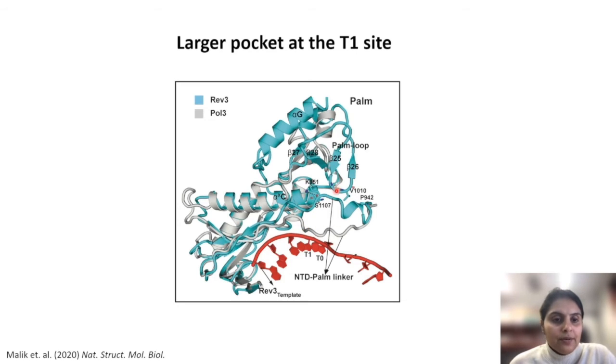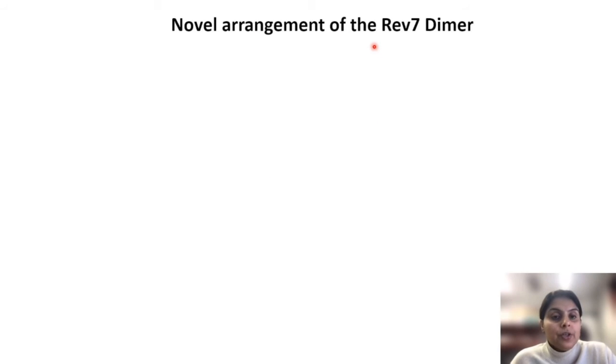However, in case of Rev3, it has been pulled away by this palm loop, which is a unique element in the palm domain, creating ample space for a bulky lesion to sit in at the T1 site. So basically this can be used as a structural basis for the extension reaction, which Pol Zeta is known to do so well.